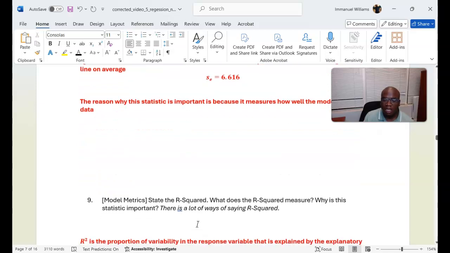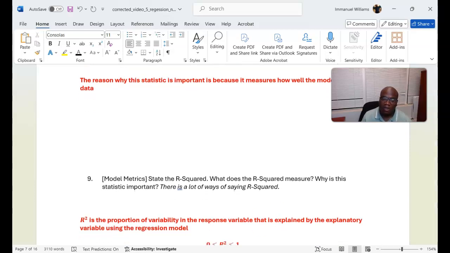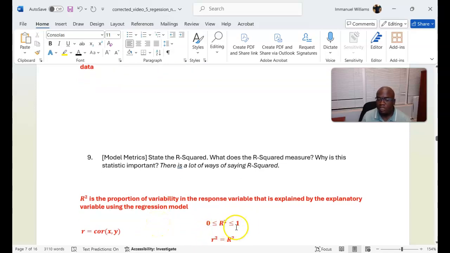Okay. Number 9, we're almost there, y'all. State the R squared. What does R squared measure? It measures the proportion of variability explained by the regression model, or the explanatory variable. Either one works, the model or the explanatory variable in regards to the response variable. Why is this important? Because it allows us to figure out the proportion of variability that's explained. So here we go, we have R squared and R. I already said that. R squared is always going to be between 0 and 1. R is the correlation. So if you just square the correlation, you're going to get R squared.